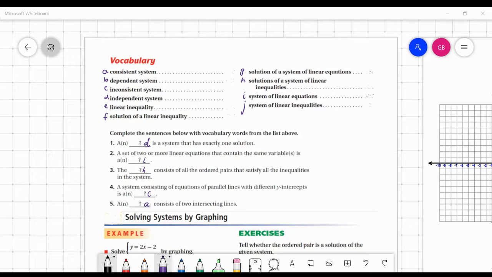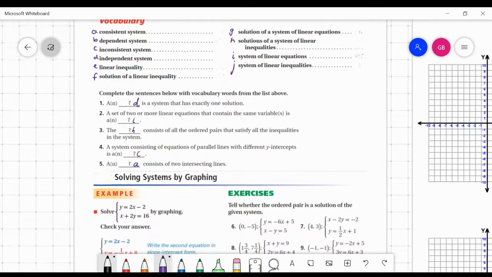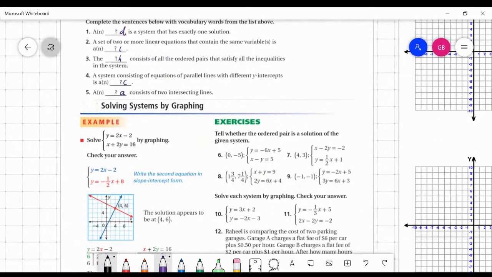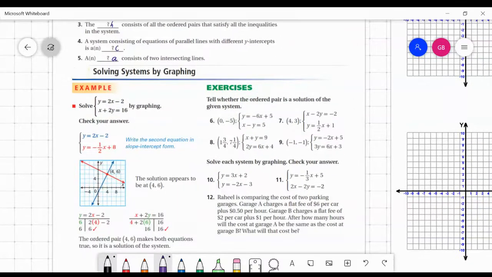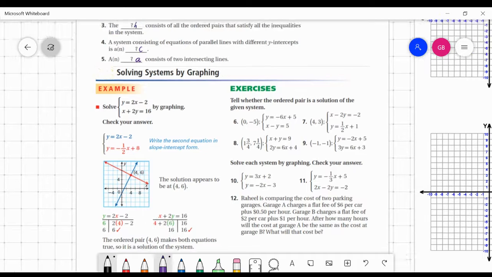For number four, a system consisting of equations of parallel lines with different y-intercepts is an inconsistent system. And for number five, a consistent system consists of two intersecting lines. And then we get into the exercises here below. You have an example here on the left that you could read on your own. For number six, tell whether the ordered pair is a solution to the system.